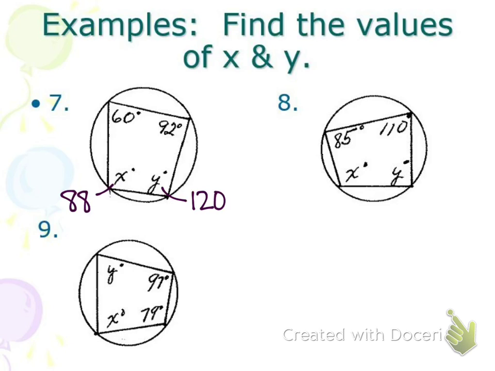Number 8. What's the value of x? 70. That would be supplementary to the 110. What about y? 95 would be supplementary to the one across, the 85. Number 9. What's the value of x? 83 for x. That's across from the 97. What about y? 101 is supplementary to the 79 across from it.